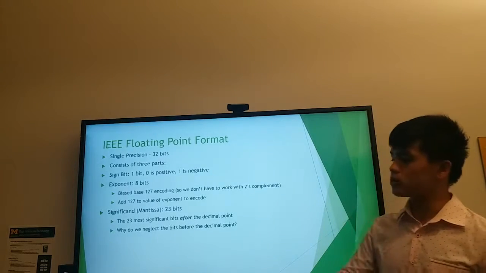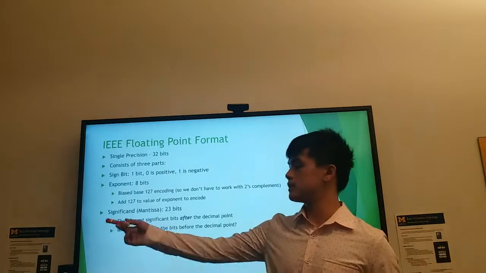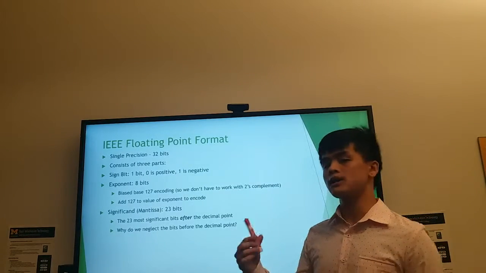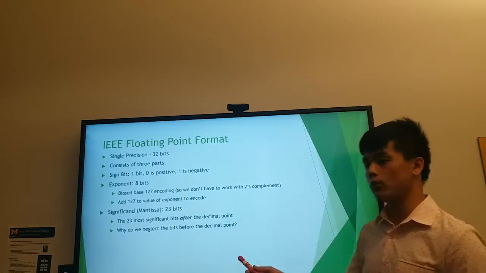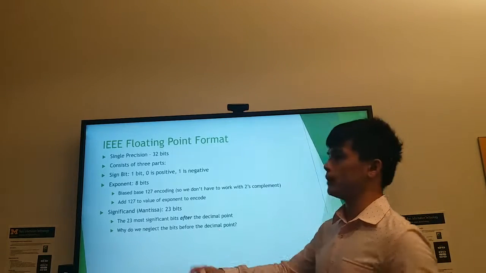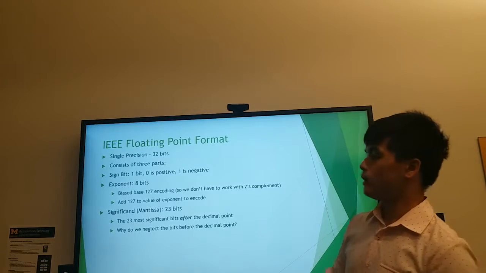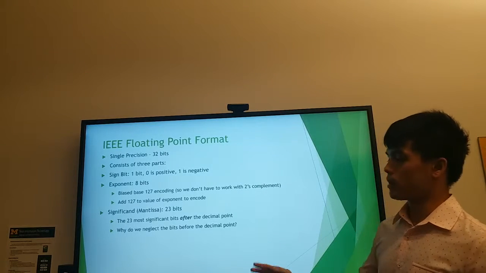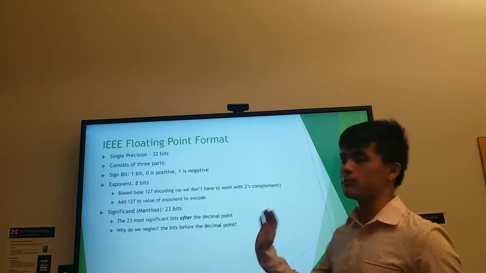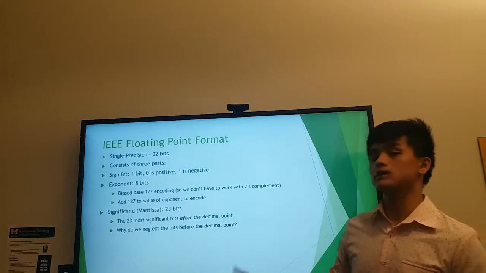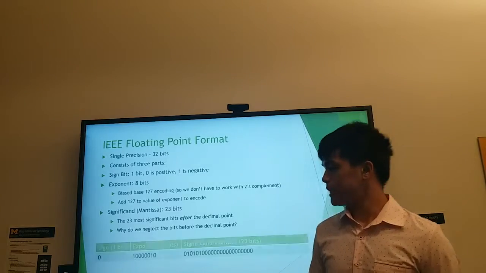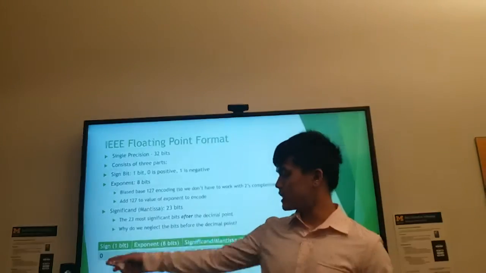And then we have our next 23 bits, and that's going to be called the significand. Some people also call it the mantissa. It is the 23 most significant bits after the decimal point. So for a number like 1.10111 something, we look only at the numbers after the decimal point, so we only store those, and we don't store the number before the decimal point, because that number has to be 1 when we're doing a binary storage.